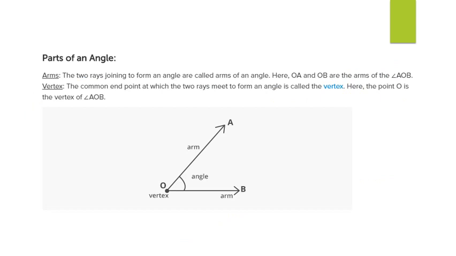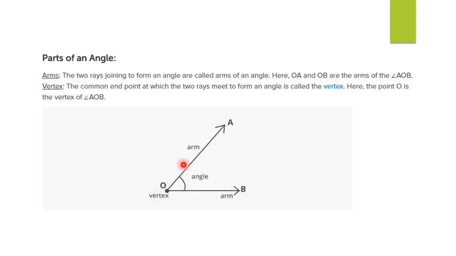Now, it's very important that we understand that an angle has got parts. In an angle, we have what we call arms, and we also have what we call a vertex. So the two rays or lines joining to form an angle are called the arms of the angle. These are the lines we are talking about.